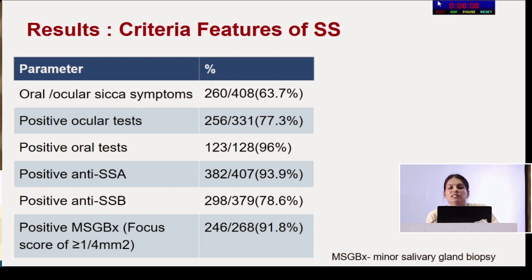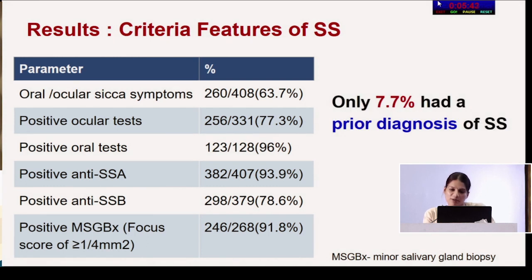That is 123 out of 128, that is 96%. Anti-SSA antibody positive is 93.9%, anti-SSB 78.6%, and positive minor salivary gland biopsy 91.8%. So what I want to emphasize is that even when they do not have very obvious sicca symptoms, there is a high percentage of objective testing, so there should be no doubt regarding the diagnosis of Sjogren's syndrome in these patients.